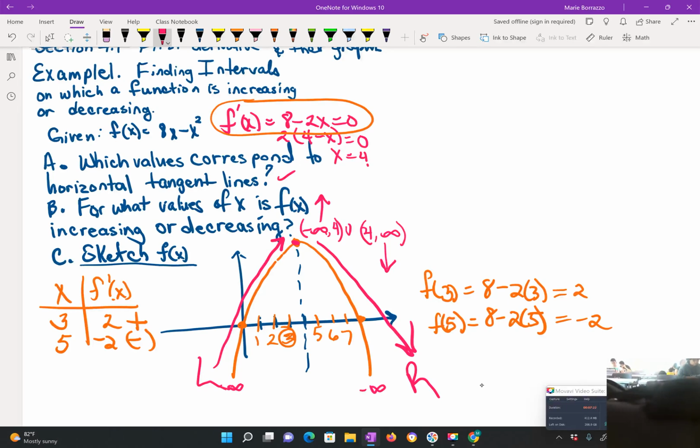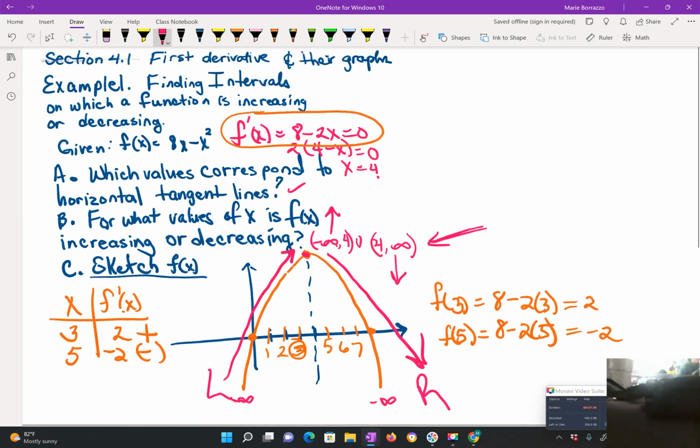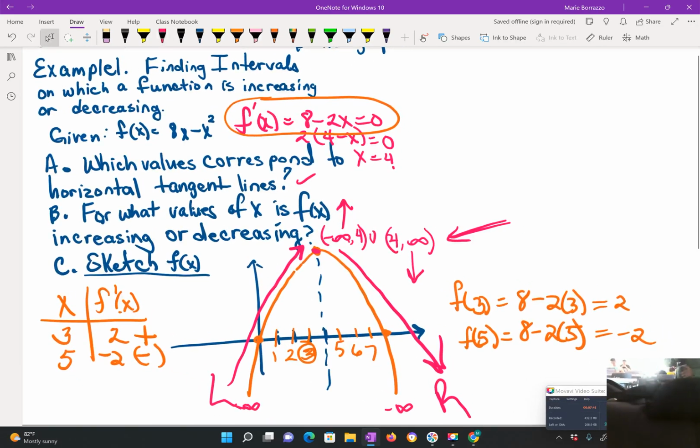And so, yeah, we would state that, just as I wrote over here, that the f of x is increasing from -infinity to 4 and decreasing from 4 to positive infinity. Questions on this one? What questions would you have? Any questions? No questions? So that, I don't know what they call it, but the negative infinity to 4. The interval. Yeah, the interval.